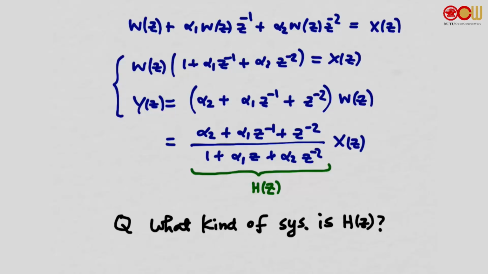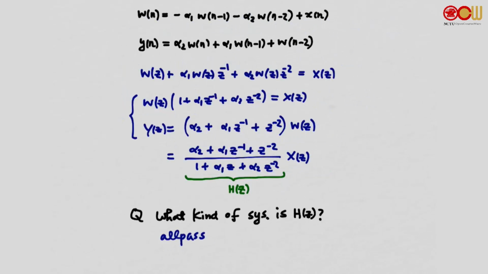What kind of filter? We have actually talked about this type of system in chapter 5. It has a very special property. The property is that it has coefficient 1 and then alpha 1 and then alpha 2. For the top, the coefficient is alpha 2, alpha 1, and then 1. It's the flipped version of the coefficient down here. So what kind of filter is this? It is an all-pass, isn't it? And this is just a second order IIR filter.